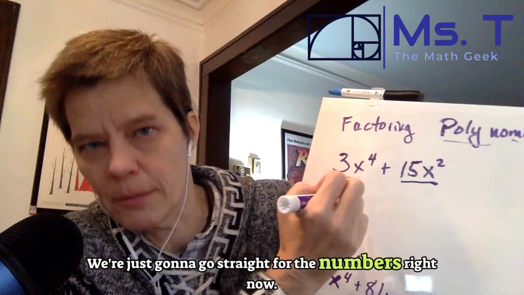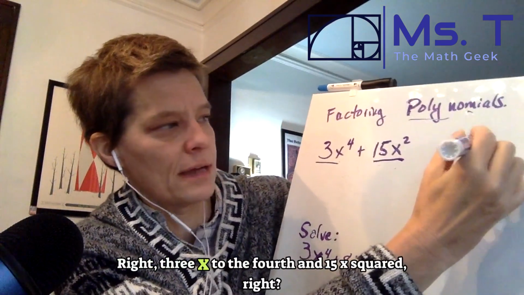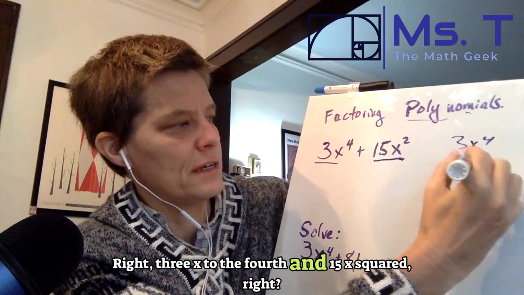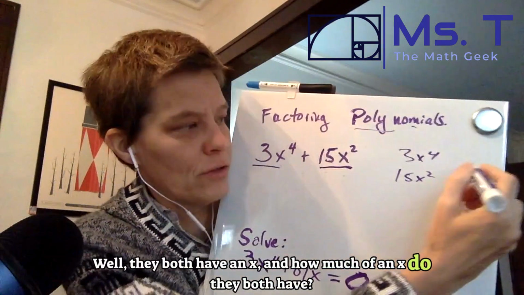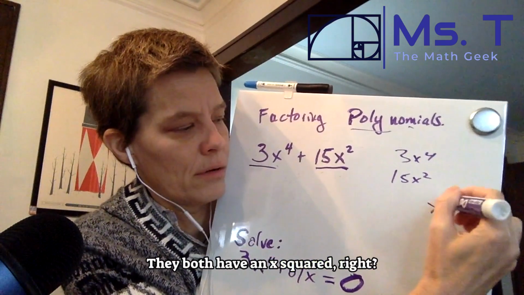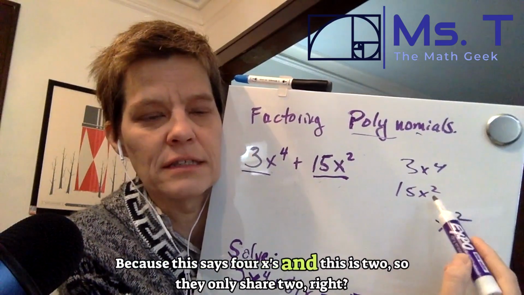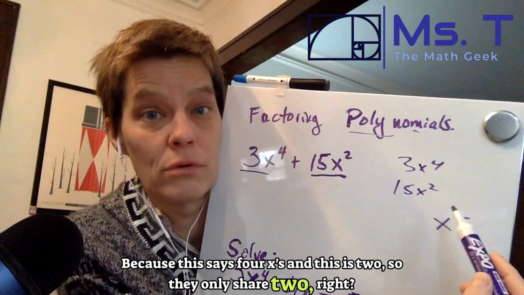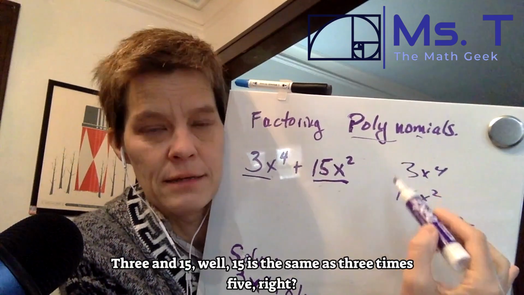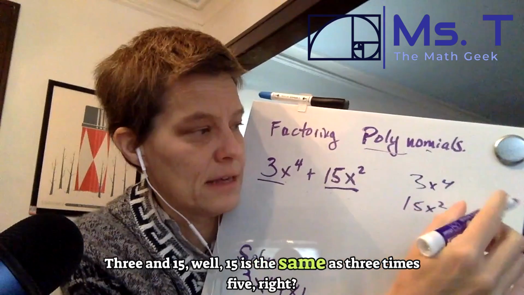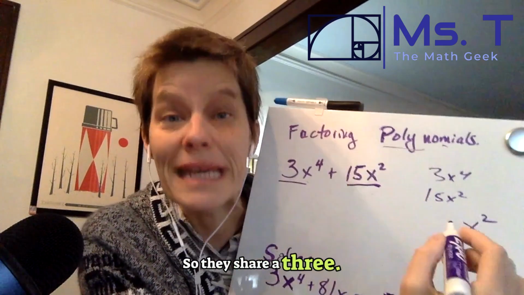We're just gonna go straight for the numbers right now. So what do these have in common? Right, 3x to the fourth and 15x squared, right? Well, they both have an x, and how much of an x do they both have? They both have an x squared, right? And now we need to compare the numbers, right? Because this says 4 x's and this says 2, so they only share 2, right? You with me? 3 and 15, well, 15 is the same as 3 times 5, right? So they share a 3.